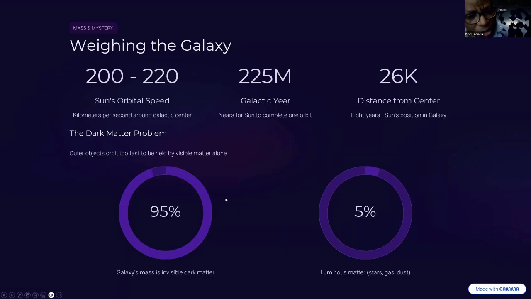Okay. And you may say, well, what is this 95%, 5%? Well, we're going to get into that. The dark matter problem. And this is where we start to speak about this, because we actually use the Sun to analyze the situation with this matter imbalance, right? And we're actually going to walk through an example of how to do that. Okay. So the basic problem is the outer objects of the galaxy orbit way too fast to be held by the visible matter that we see. In fact, 95% of the galaxy's mass is invisible dark matter, right? While only 5% is luminous matter, the matter we can see: the stars, the gas, and the dust.